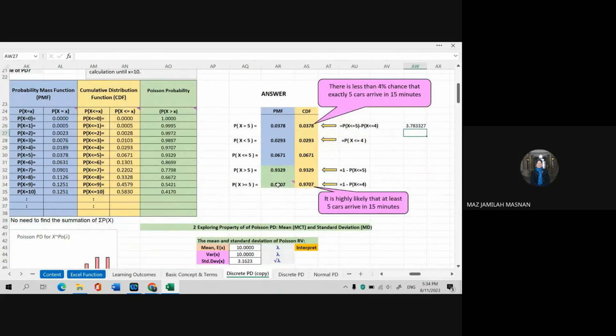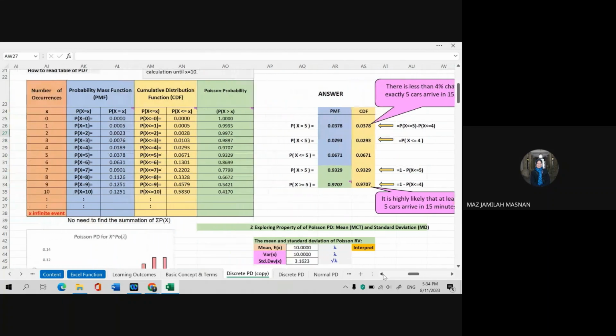What about the answer for 0.9707? If you multiply by 100, you will get 97.07%. So in this case, since the probability value is almost 1, you can simply say it is highly likely that at least 5 cars arrive in 15 minutes. So this is how you can interpret your probability value.